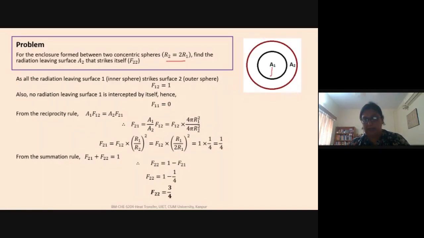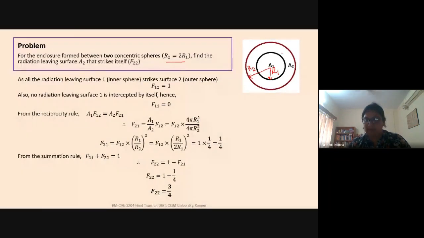So if we take the radius of this one, this will be R1. And if we take the radius of the outer one, this is equal to a capital R2. But there's a relationship between R1 and R2, that R2 is equal to 2 times R1. Find the radiation leaving surface A2 that strikes itself. That means whatever is going out of surface A2, how much of it strikes A2 itself.